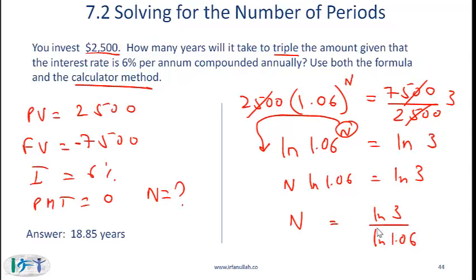On your calculator, you will see the ln button on the left, so you can just plug in ln 3 divided by ln 1.06, and here again you should get 18.85.